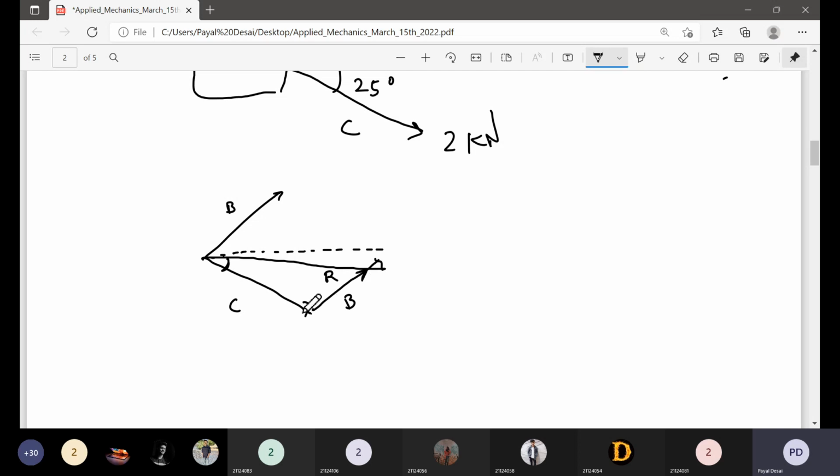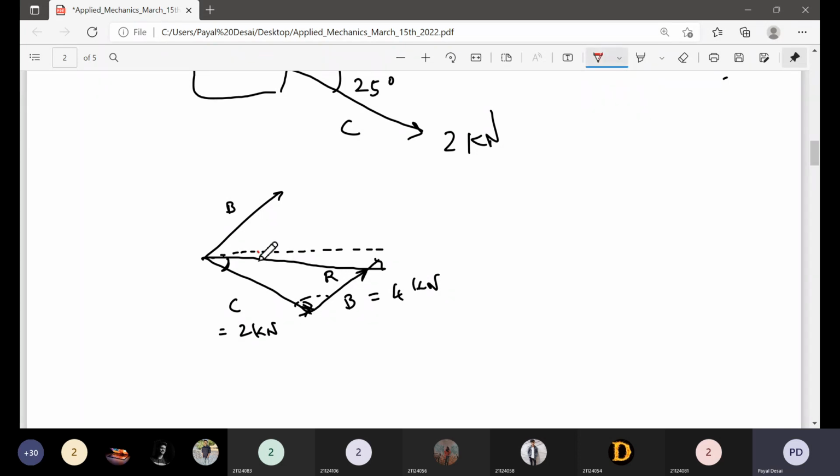Its value is given. This is 2 kilonewton, this is 4 kilonewton. Now, the tricky part is whether it is possible for me to understand this total angle. Once I know this total angle, it may be possible for me. This angle is given, that is 25 degree.